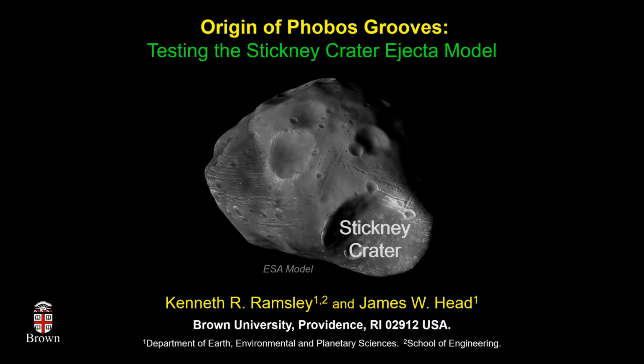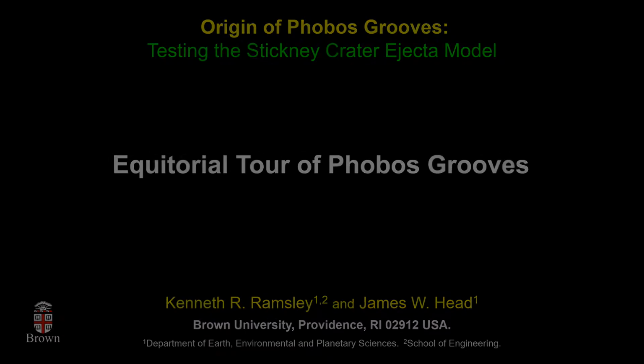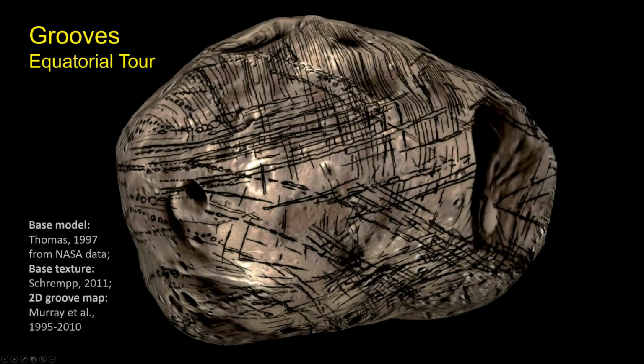In order to test the hypothesis of grooves formed by rolling, sliding, and bouncing boulders along the surface of Phobos, this video conducts a brief equatorial tour of the grooves of Phobos. The model is based on NASA data that Thomas converted into a shape model. The underlying Phobos texture comes from Shrimp, and the overlaid map of the grooves was produced by Mary.